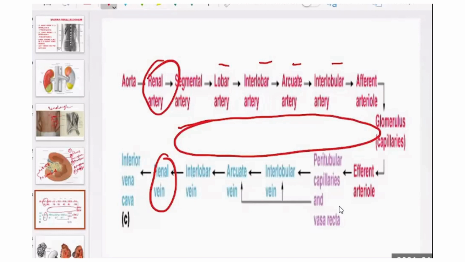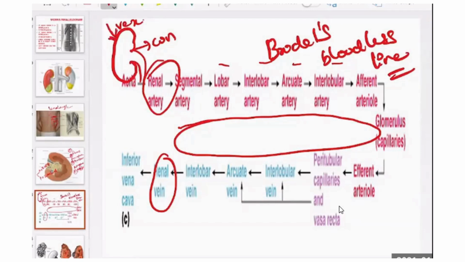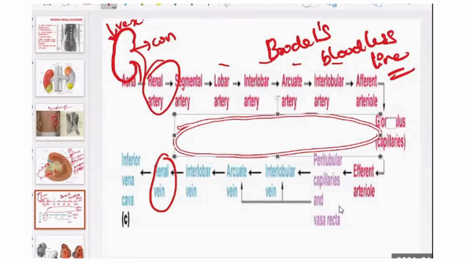What is the bloodless line? So we know the kidney is divided. This is the kidney. This is the concave margin and this is the convex margin. Am I right? So whenever we do any incision over the kidney, the incision should extend only from the convex border where the blood supply is minimal. So that line is called Brodel's bloodless line.